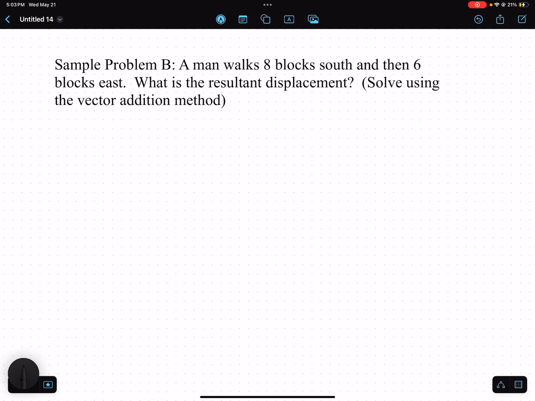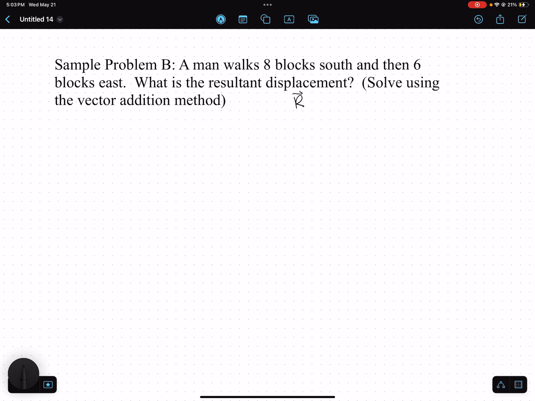The problem says a man walks 8 blocks south and then 6 blocks east, and it's asking what is the resultant displacement. Okay, and we're supposed to solve this using vector addition methods, meaning we are going to be adding these vectors together and solving for that resultant displacement.